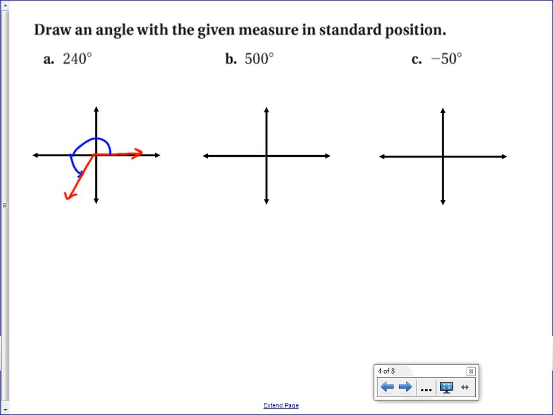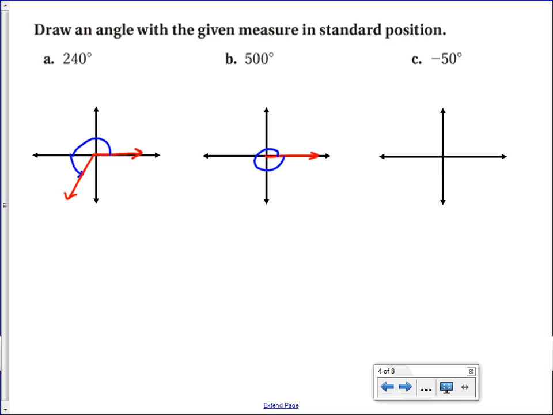To create a 500-degree angle, let's start with our initial side at 0. To get to our terminal side, we need to travel 500 degrees in a counterclockwise direction. So 500 is more than 360. I'm going to travel entirely around the circle.